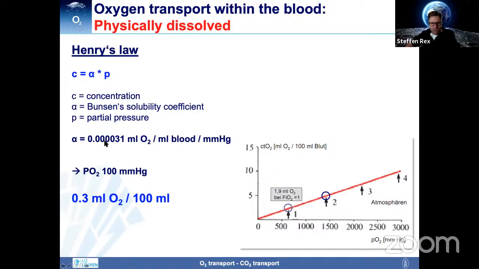The problem with oxygen is that it is nearly not soluble in blood. That means you only have 0.3 mLs oxygen per 100 milliliters dissolved in blood. So if I remind you that you consume 300 mLs of oxygen per minute, then you would need a lot of blood to transport this oxygen to the patient. So luckily, we are not dependent upon physically dissolved oxygen. We would not survive.